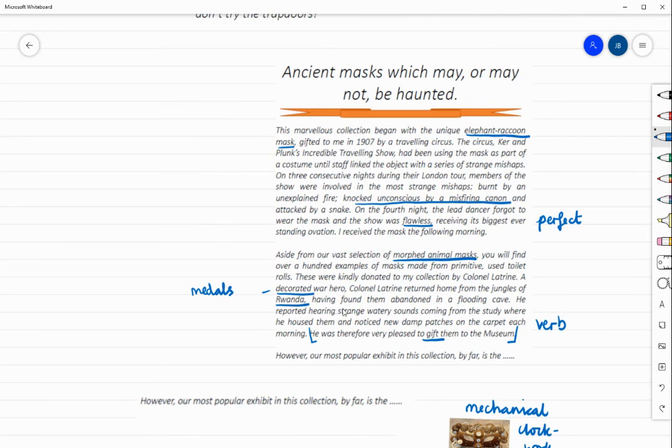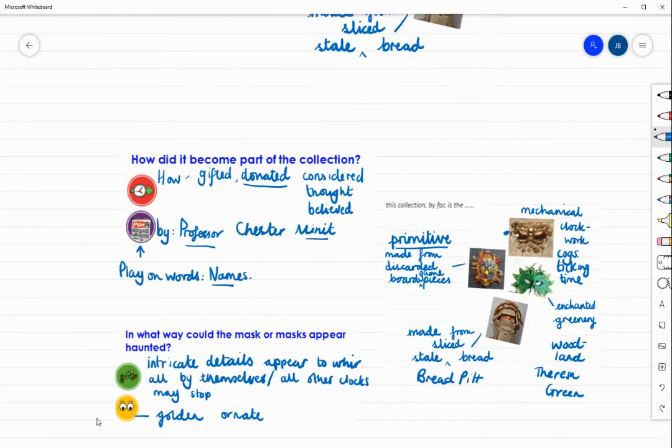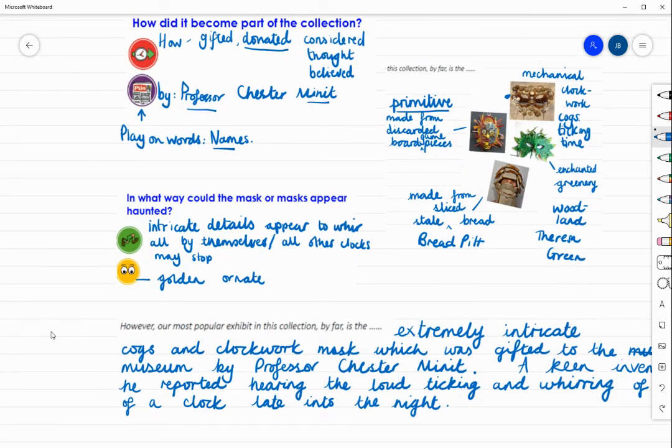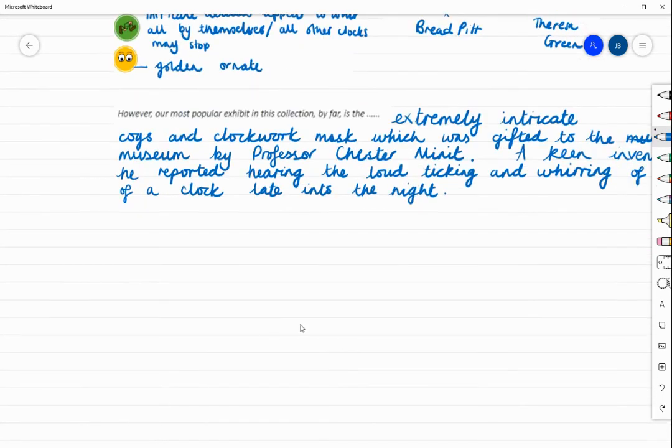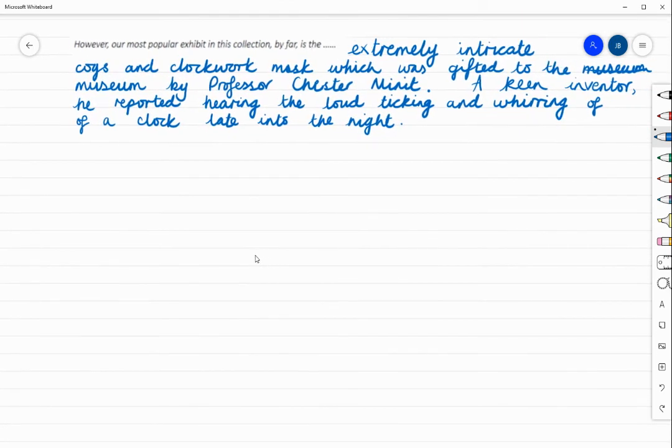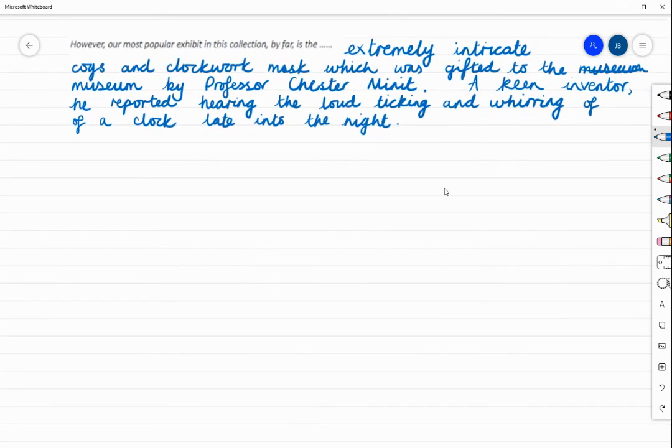So that's a good way of starting a sentence to explain a bit about Professor Chester Minute, which I didn't do in my original left-hand side. So you may need to go back and perhaps add a bit more to your left-hand side if you want to. A keen inventor, he reported hearing the loud ticking and whirring of a clock late into the night.